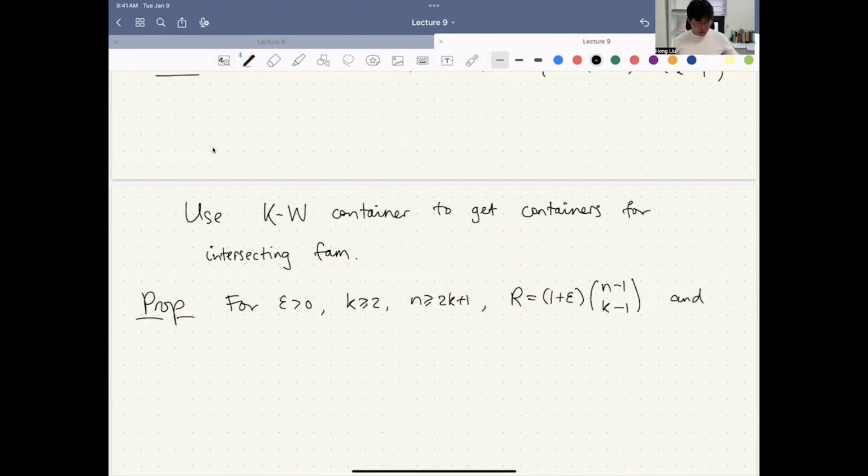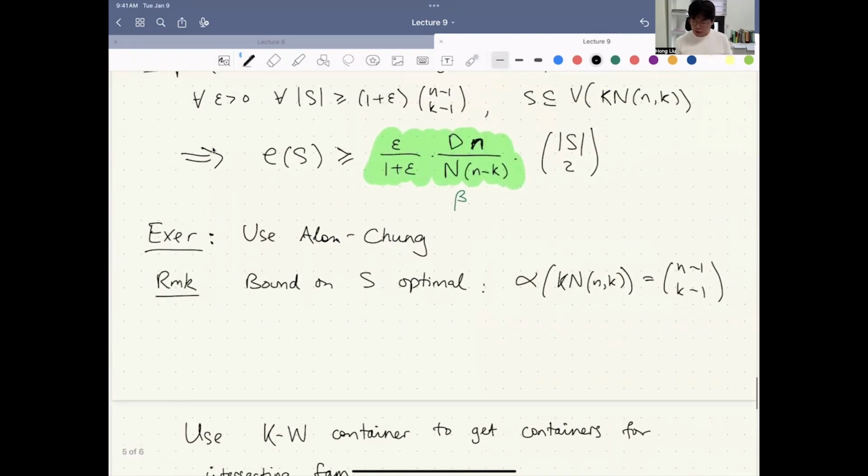And we're going to choose Q. Well, we have to choose Q so that it satisfies the inequality, right? So we're going to choose Q. We also have beta here. This is our beta. So let me write.